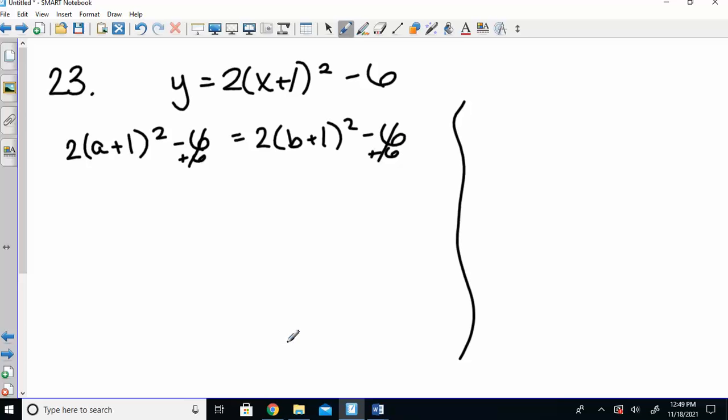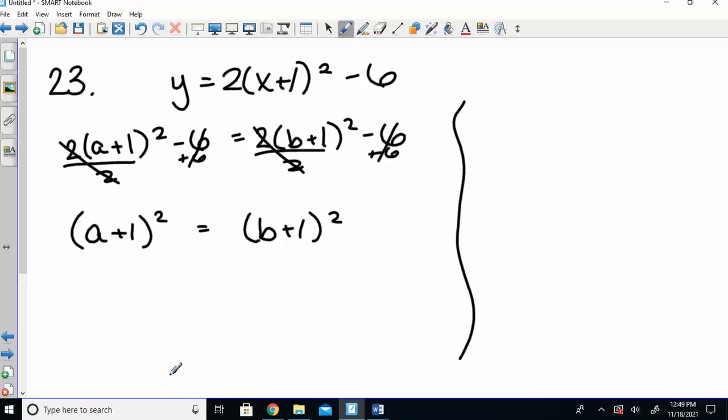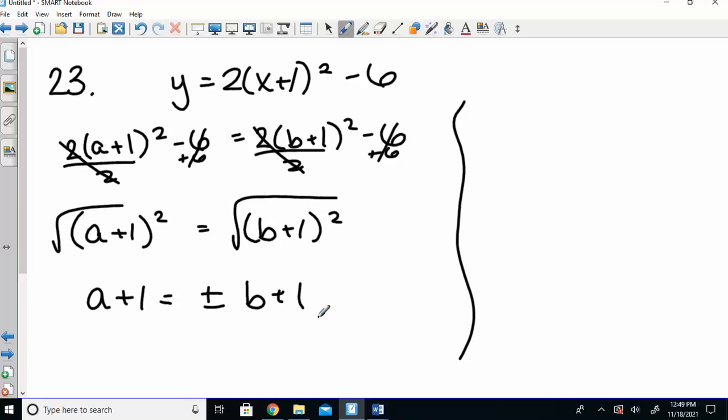So I can add over my 6. Then what would you do? Divide by 2. So I get a plus 1 squared equals b plus 1 squared. What would I do now? And when you add a square root, you need plus and minus. And that right there shows me it is not one-to-one because I had a positive and negative.